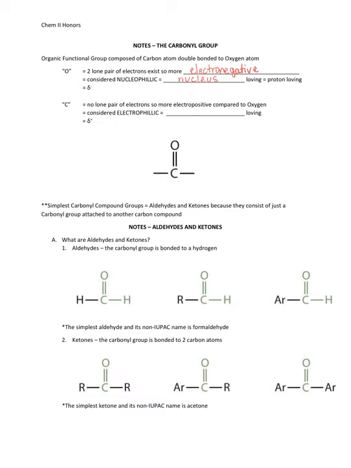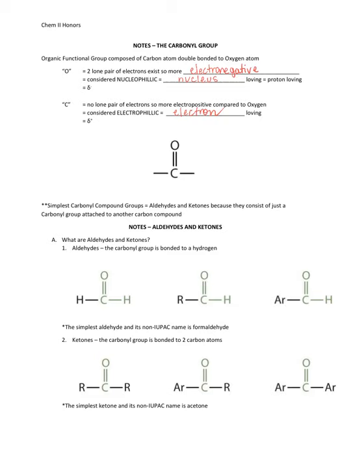The carbon, on the other hand, we say, because it has no lone pair of electrons on it, is more electropositive compared to oxygen. So we call it electrophilic. So it is electron loving. And we give it a partial positive charge.